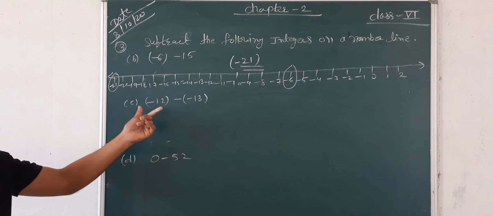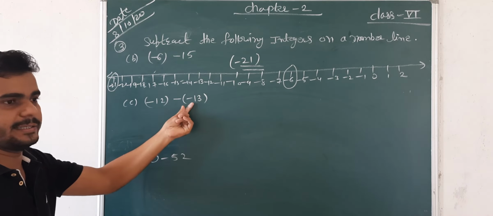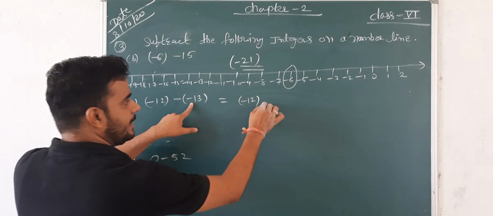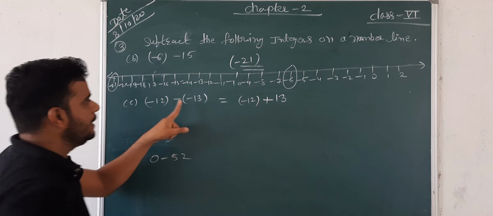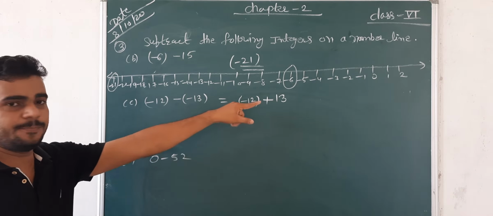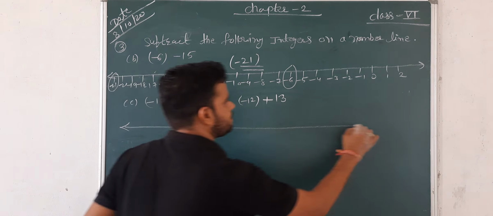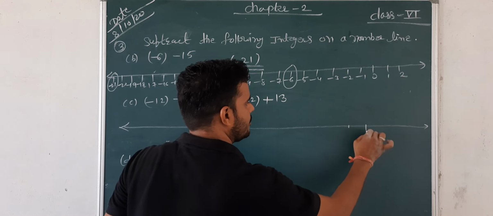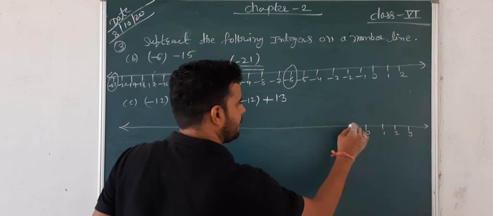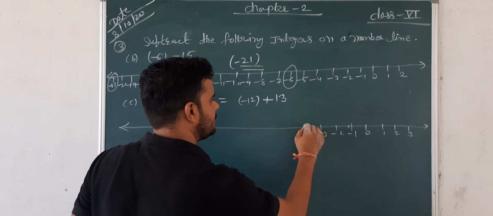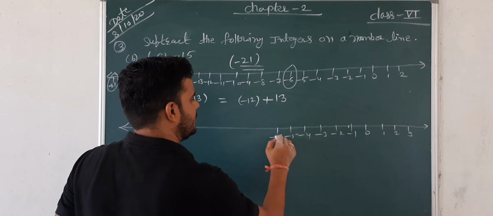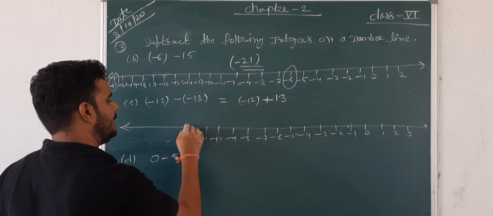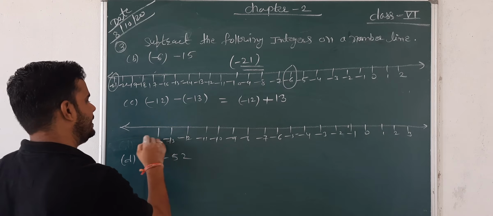Okay, here also negative 12 and two negatives are there. So just simplify it first. Negative 12, but a negative is always positive, and 13. So now draw a number line. Negative 12 is there. So 0, 1, 2 and 3. Negative 1, negative 2, negative 3, negative 4, negative 5, negative 6, negative 7, negative 8, negative 9, negative 10, negative 11, negative 12 and negative 13 and negative 14.